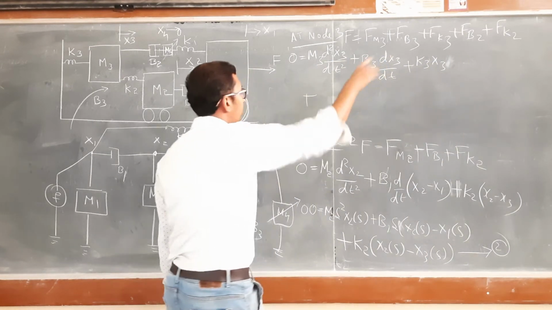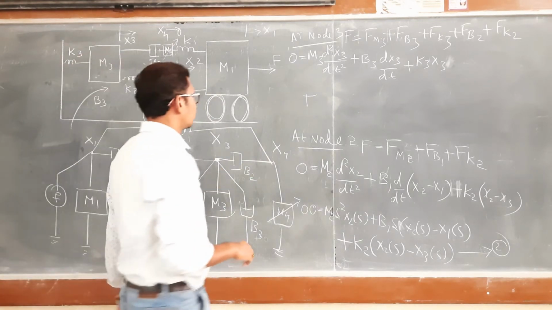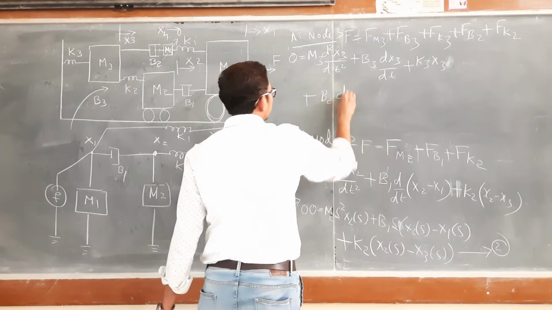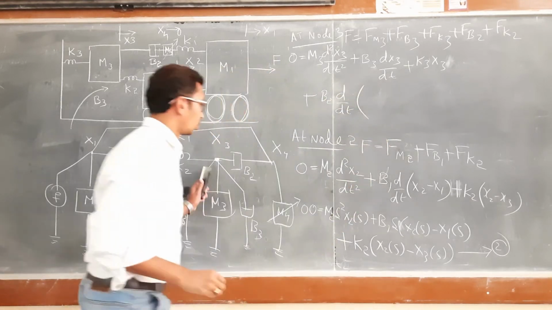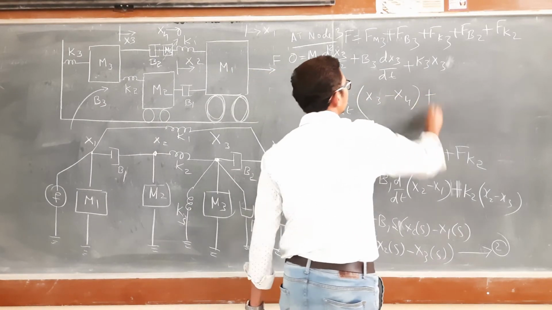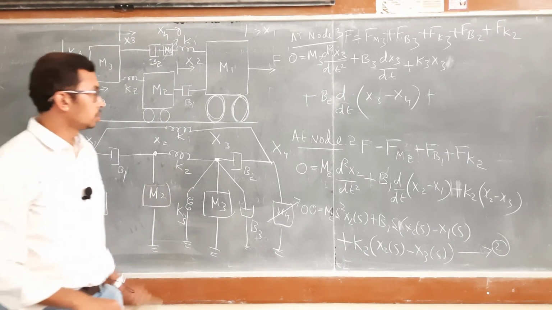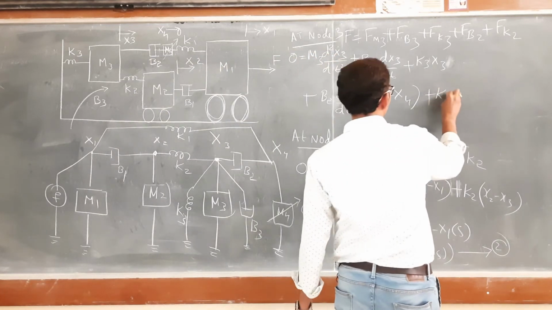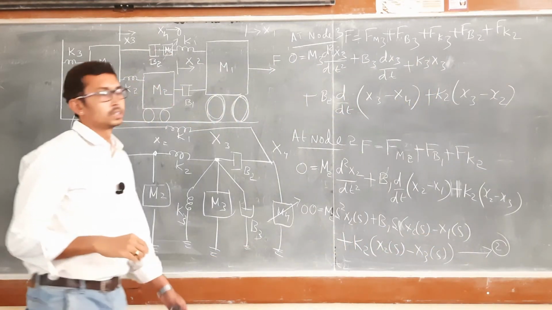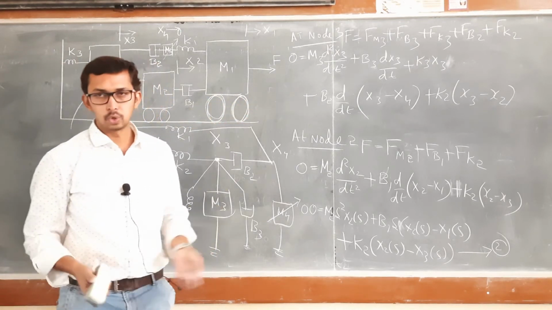Next, F of b2. So b2 is between node number 3 and node number 4. Therefore this will be b2 d by dt of (x3 minus x4), plus k2. So k2 is between node number 3 and node number 2, so k2 (x3 minus x2). Okay. So after this what do we have to do? We need to apply the Laplace transform. I hope that you can do it.